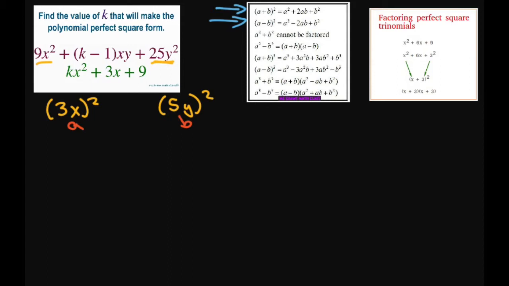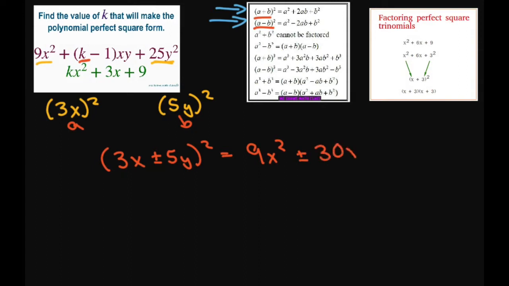So filling this out, we're going to write this as 3x, and then we don't know if it's plus or minus because the k is in the middle term. So we're going to plus or minus 5y squared. Now expanding this, this is going to give you 9x squared plus or minus 2ab, so that's going to be 30xy, plus b squared, so that's going to be plus 25y squared. Everything matches, our first term, our last term, that's good.